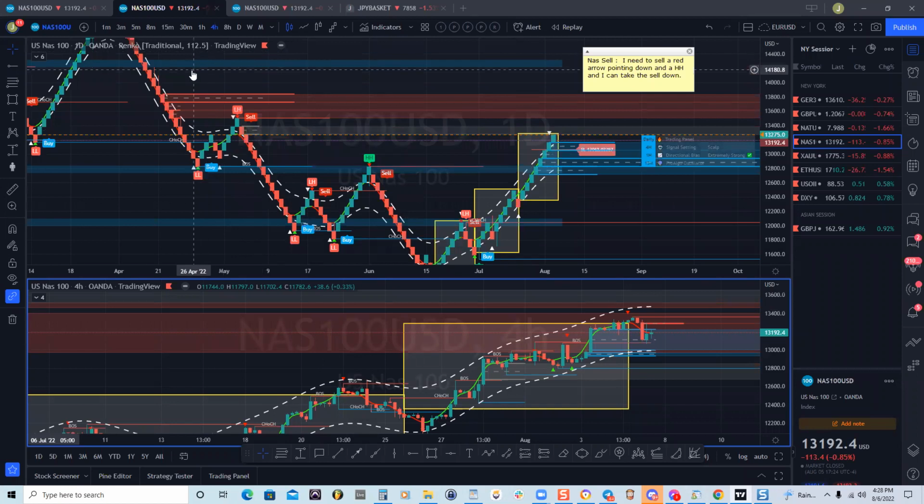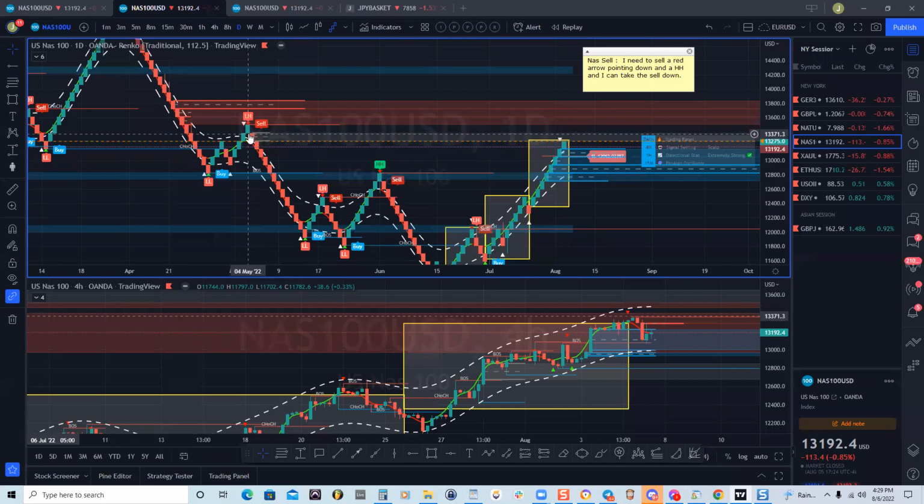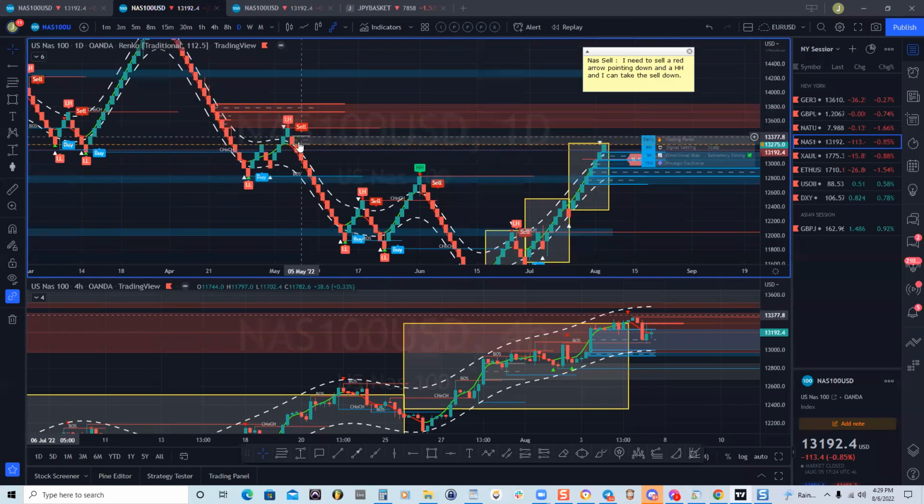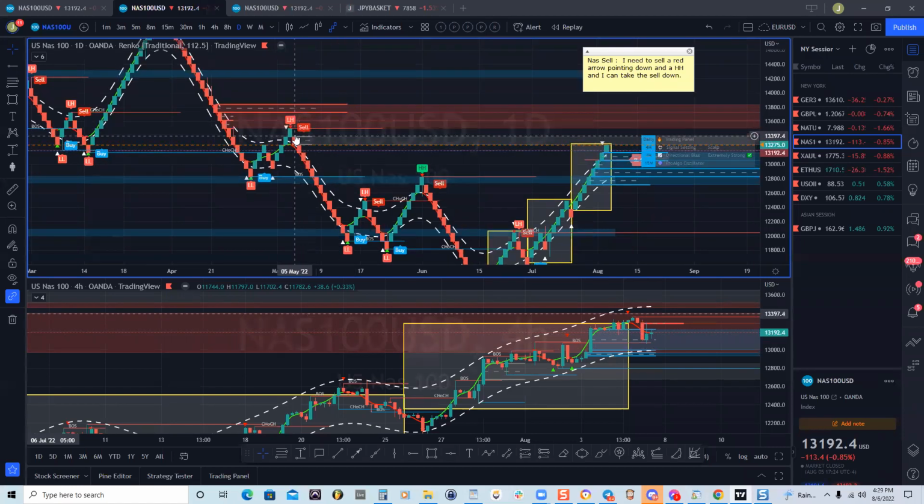So if you just wait for a green candle with a red arrow and a higher high on it, then you let that form, and then you should get a red candle, and that's where you jump in. Or you could wait for the red candle to close below into the channel, or take it in the channel. But for me, once I see this, we've got half the puzzle right here.